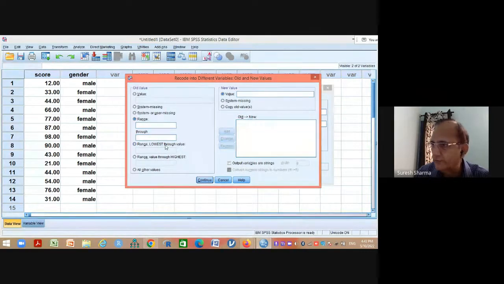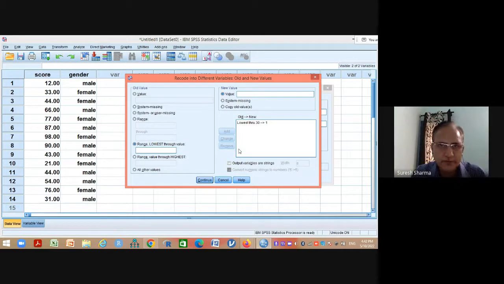This one is up to the lowest point and this one is highest and above. So first of all, click up to the lowest point. Our lowest cutoff is 30, less than or equal to 30. Our new value will be 1. So I'm assigning the new value. And SPSS will read it as: lowest through up to 30 will be given code 1. This is what we wanted.